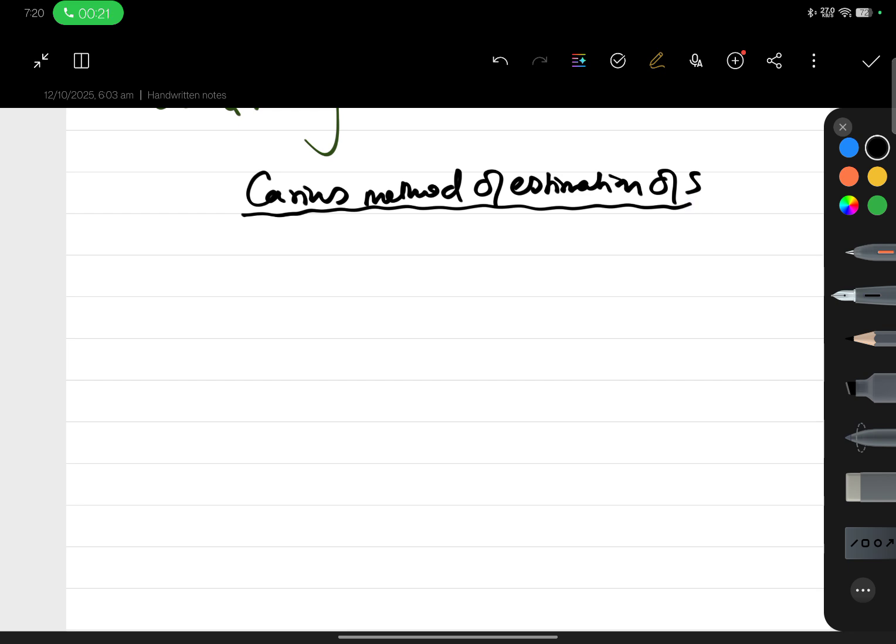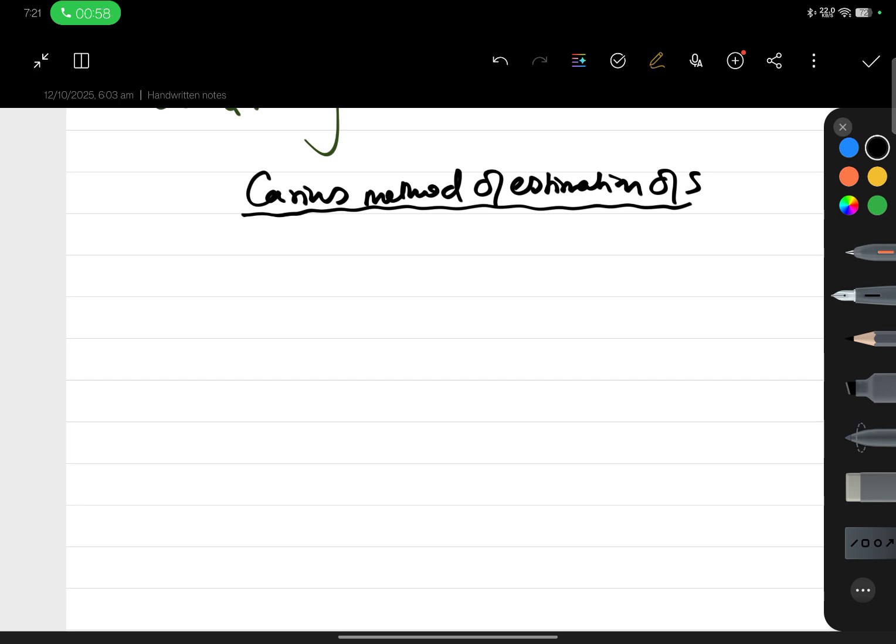If you look at your Carius method, it's a very simple method. You just oxidize the sulfur, or you convert the sulfur into barium sulfate. What is the first step? Converting the sulfur into barium sulfate. After converting, what is the percentage of barium sulfate formed? From that we will be able to calculate the amount of sulfur from it, or percentage of sulfur.